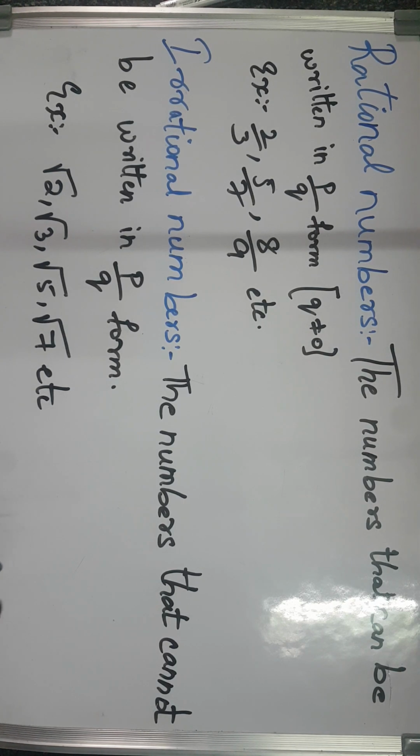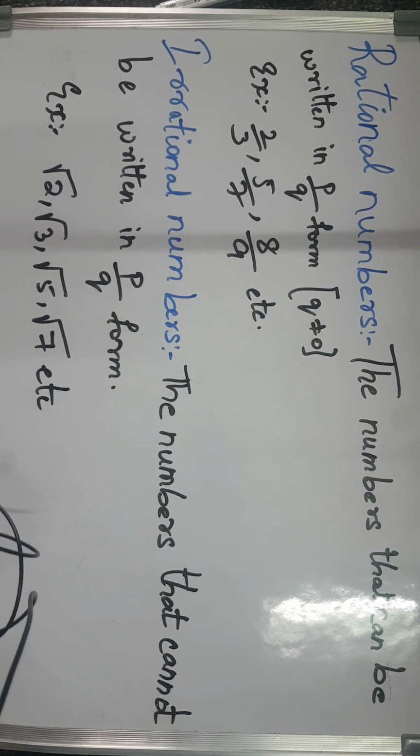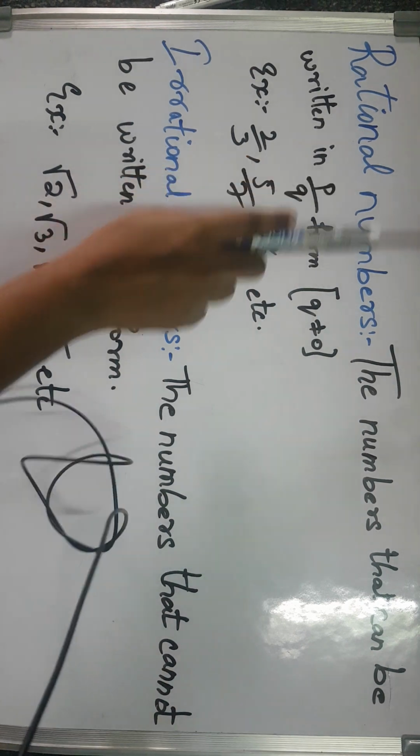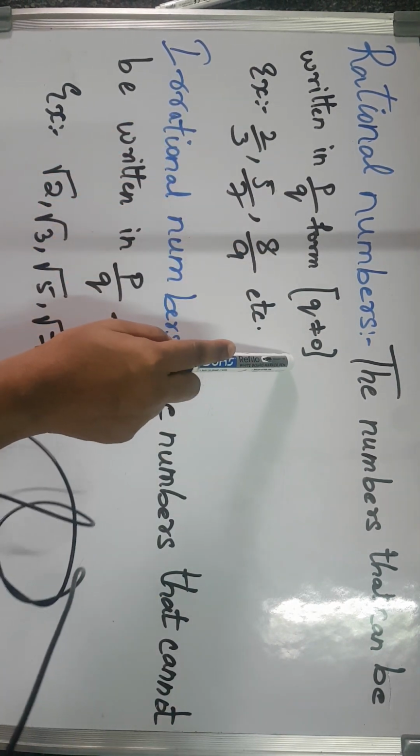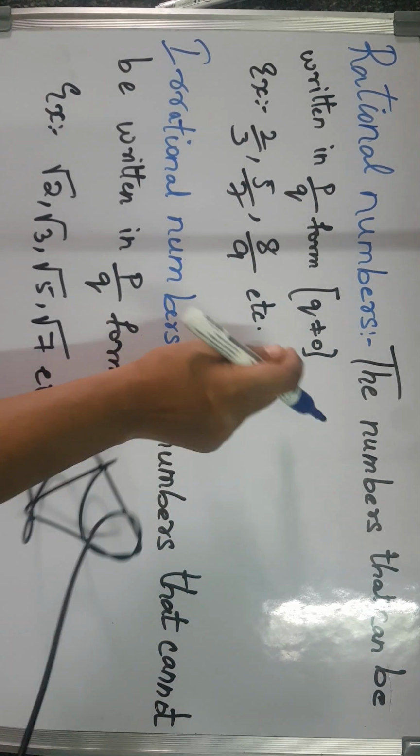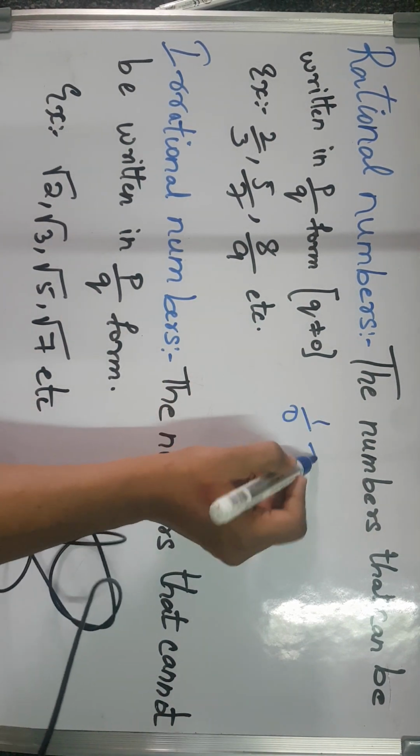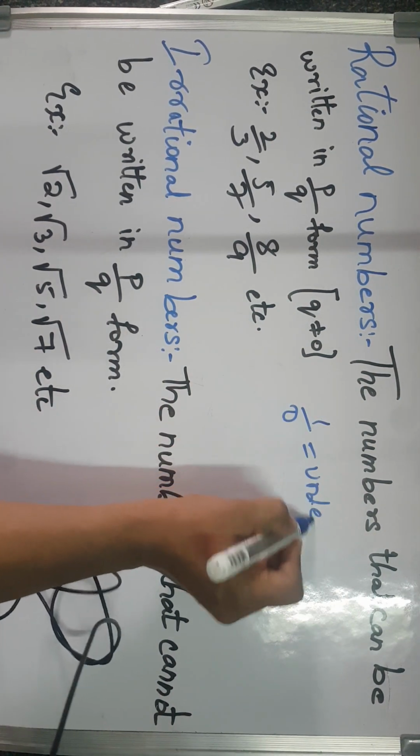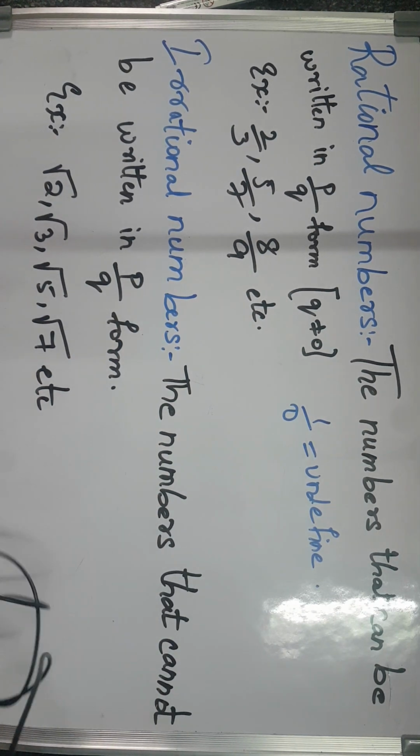Today let us start with exercise 1.4. Let us start. I'll give you a brief explanation about what are rational and what are irrational numbers. Rational numbers are the numbers which can be written in p by q form where q is not equal to 0. Why am I saying q is not equal to 0? When you write 1 by 0, this number becomes undefined. That's why I am writing q is not equal to 0.